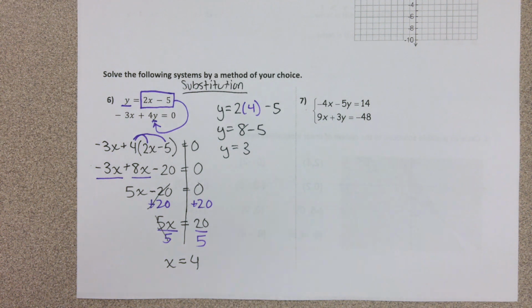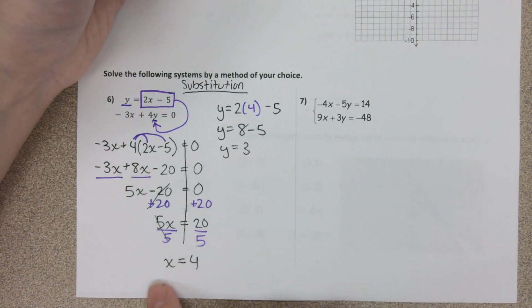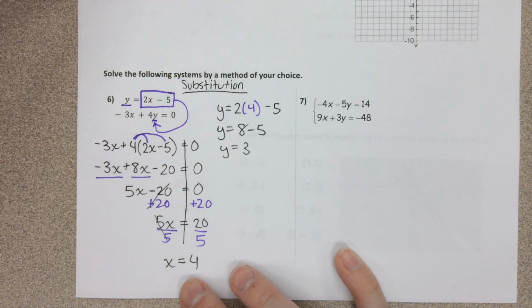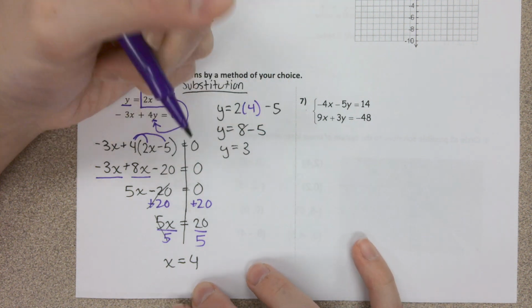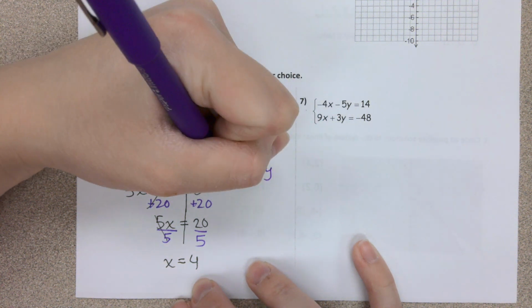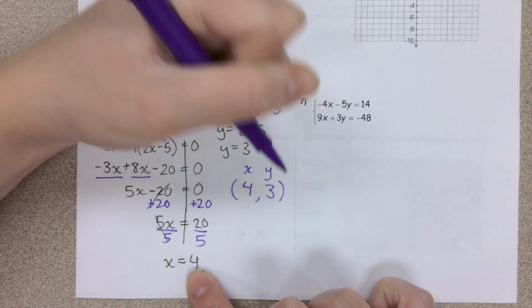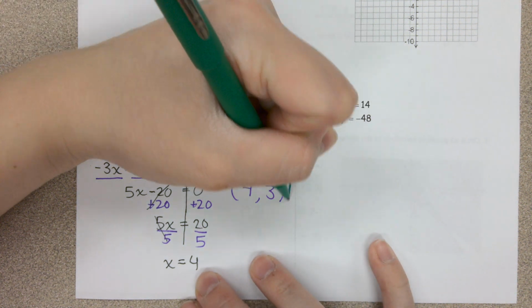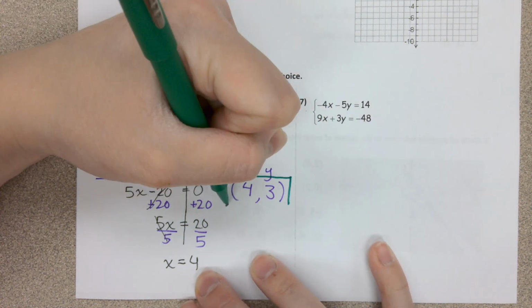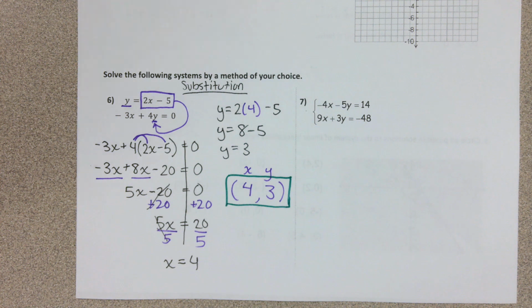Lastly, our final answer. You can't leave your answers like this. You have to write it as a point, x comma y. So we have 4, 3. 4, 3 is our final answer.